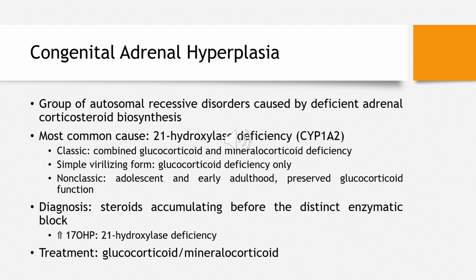Congenital adrenal hyperplasia, or CAH, comprises a group of autosomal recessive disorders caused by deficient adrenal corticosteroid biosynthesis. It results from defects in one of the steroidogenic enzymes involved in cortisol biosynthesis or in the electron providing factor. The most common cause of CAH is 21 hydroxylase deficiency, and this has three classes, of which non-classical CAH is more common. An elevated 17-hydroxyprogesterone makes the diagnosis, and treatment includes glucocorticoid and mineralocorticoid replacement therapy.